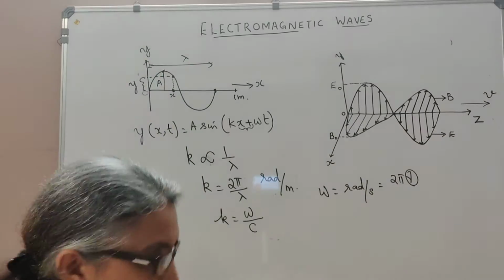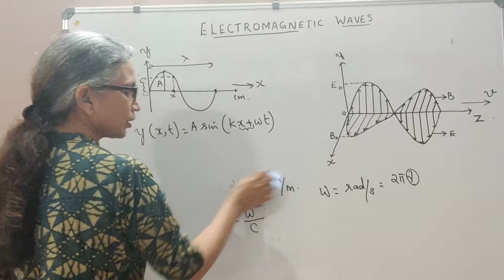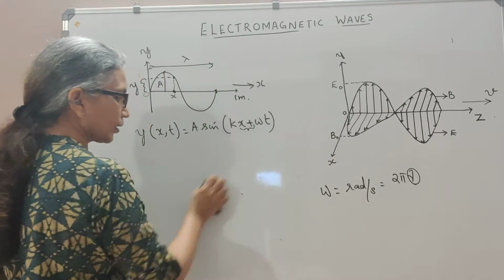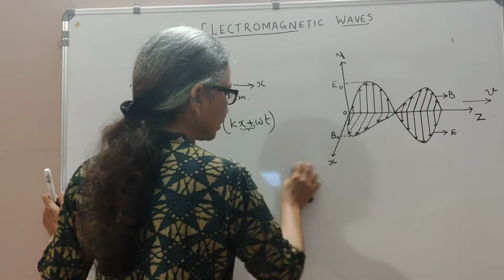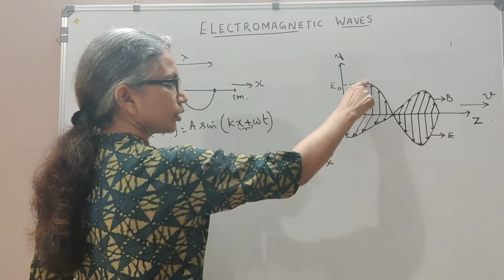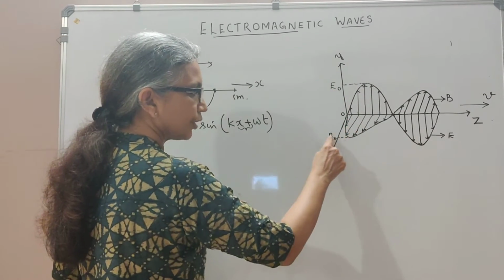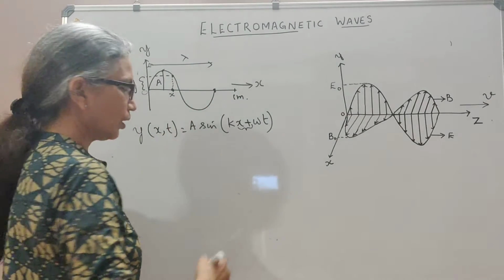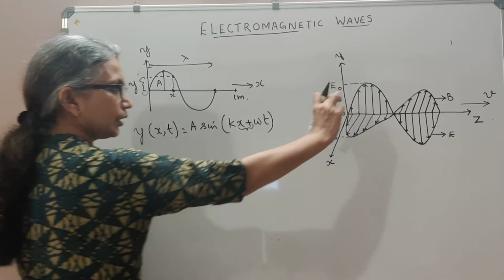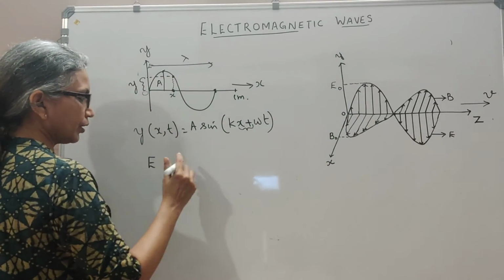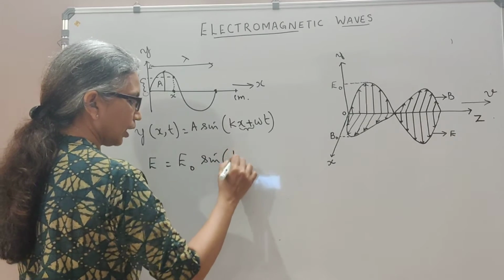So now if I'm going to use this equation to represent the oscillating electric field and the magnetic field, you will see that the amplitude of the electric field I have represented with E0, and the amplitude of the magnetic field I have represented as B0. So I may write the electric field at any instant as the amplitude E0 sine k.